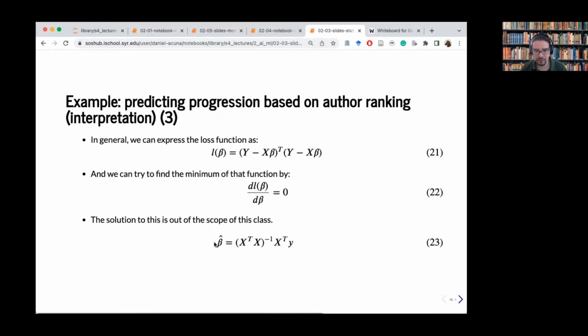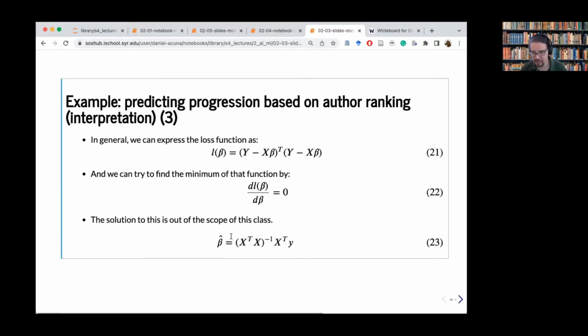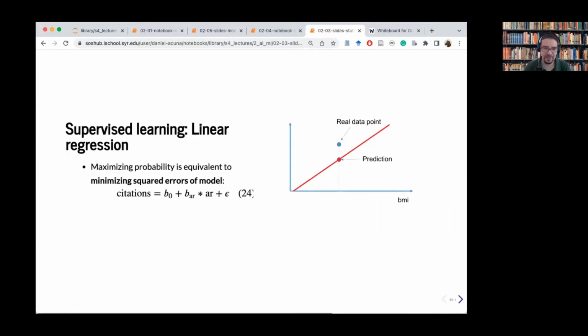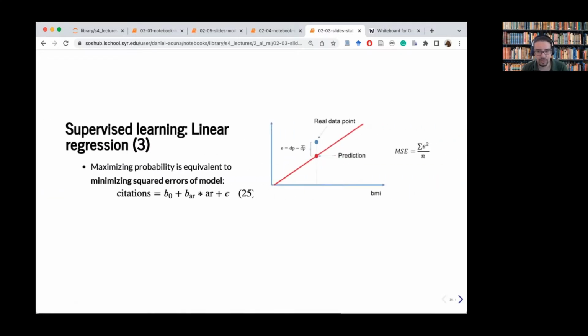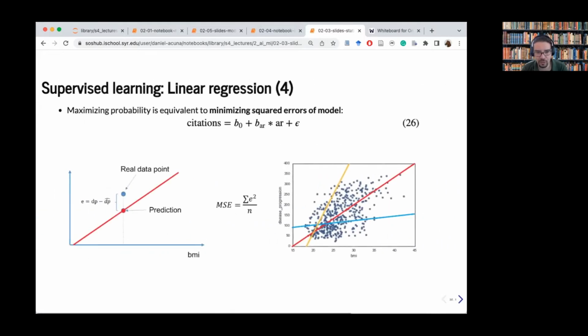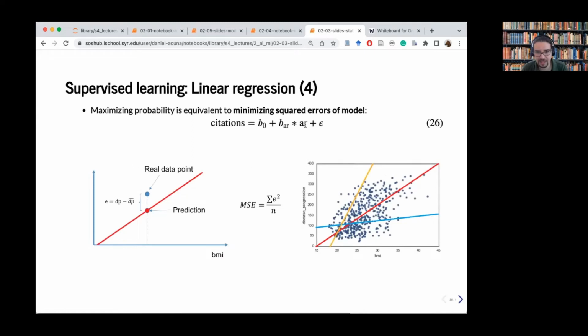With regression, you can find this solution by applying this equation. You solve the regression immediately by doing this operation, but you don't need to worry about that too much, because you can do it with Python. So let's skip this part. And this is what I found. I ran the model, predicting citations based on author ranking.